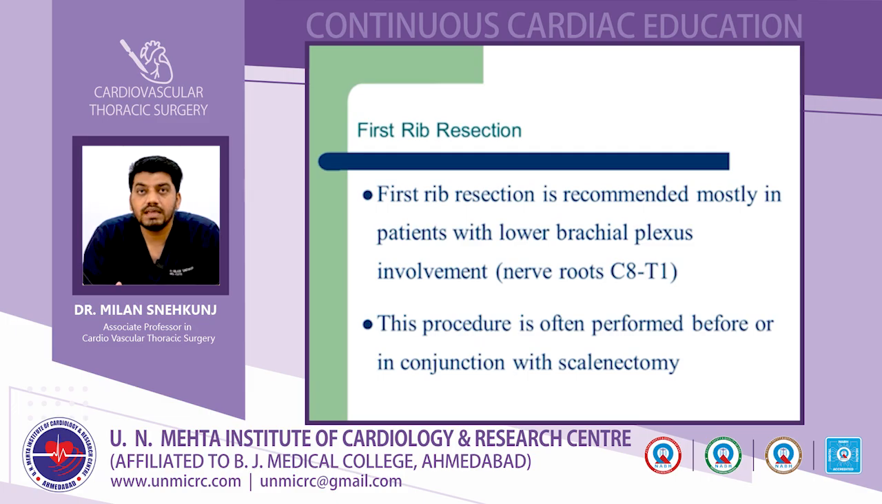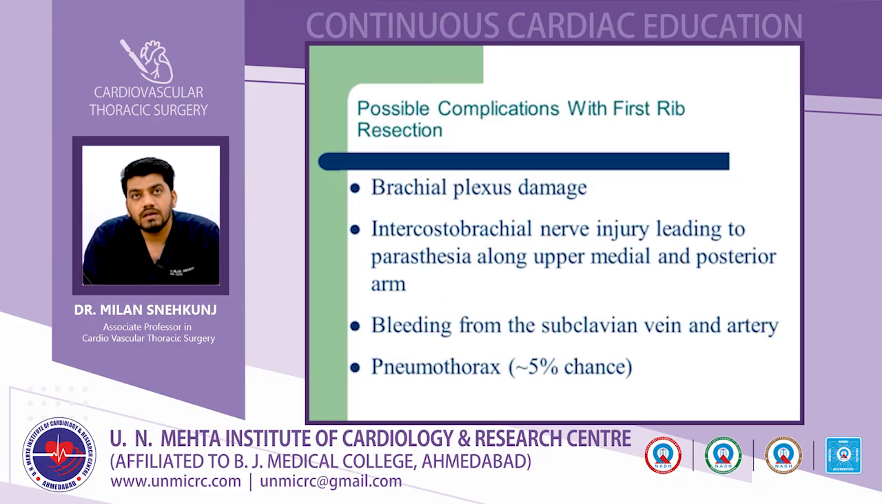Resection of the first rib is recommended mostly in patients with lower brachial plexus involvement, nerve roots involving C8 to T1. This procedure is often performed before or in conjunction with the scalenectomy. So what are the possible complications with first rib resection? Brachial plexus damage, intercostobrachial nerve injury, bleeding, and pneumothorax.